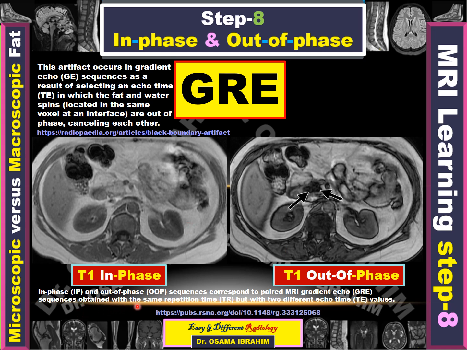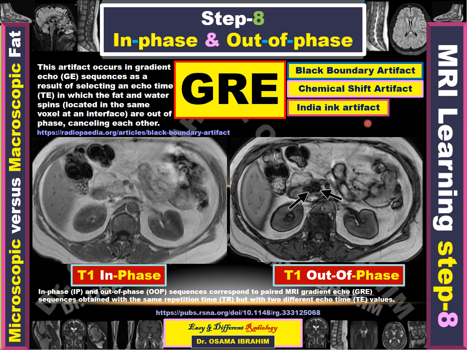and as I mentioned, they can be obtained with the same repetition time but with two different echo time TE values. This is part of the physics. The main issue here is how to recognize this sequence by these black lines separating the fat from the water. Water here is represented in the parenchyma of the liver, the kidney, and the muscle, and the fat is subcutaneous and mesenteric fat. If you can find this black line, sometimes called black boundary artifact, chemical shift artifact, or India ink artifact, and opposed phase, which has the same meaning as out of phase, this is our gradient echo sequence. Compare the in phase with the out of phase for the dropping of signal to detect the microscopic fat.